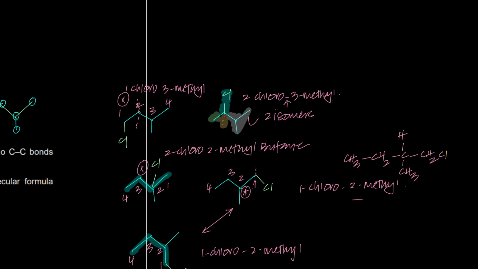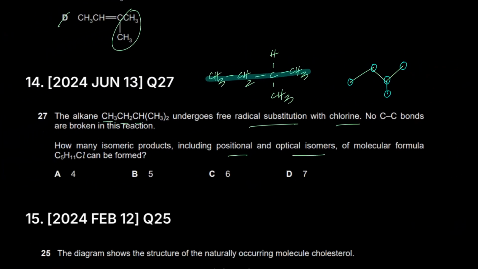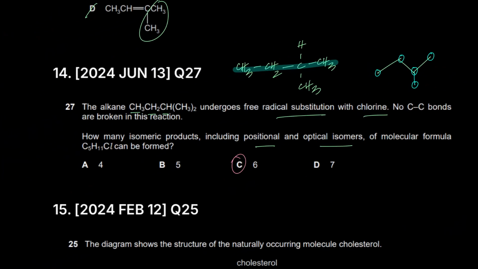So you also have 2 optical isomers here. So 2 isomers here, 2 isomers here, that's 4, this is 5, and this is 6. So you're going to end up with 6 isomers. These two are the same things, right? So what is the correct option? The correct option is C for salts.